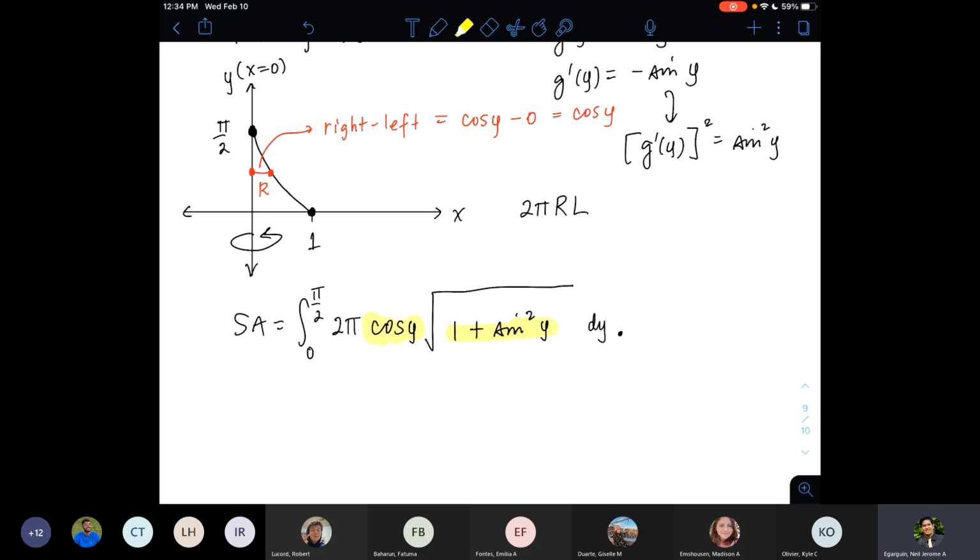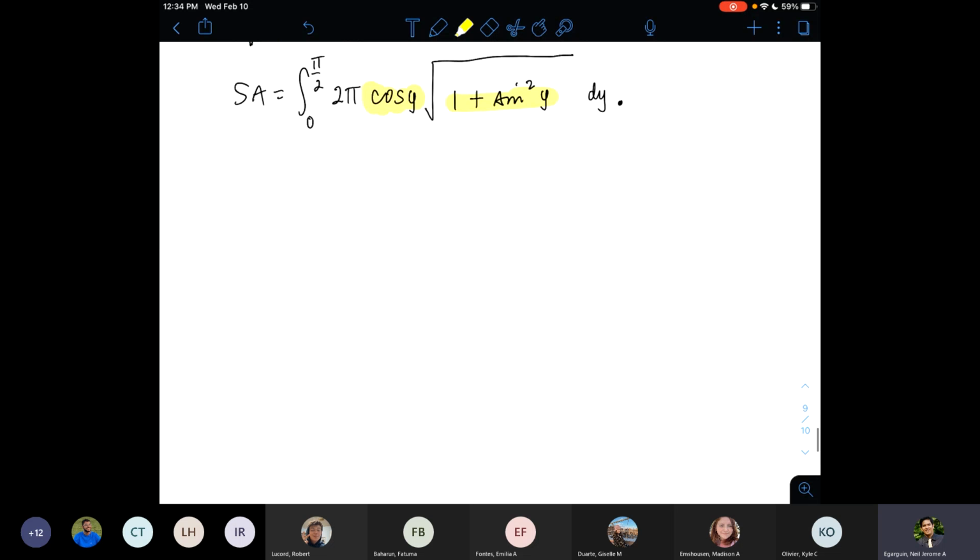But if the axis of revolution happens to be x equals a or y equals b, then you need to analyze the situation. You do right minus left or top minus bottom, right? Yeah, I guess this is straightforward. So if that's so, maybe we can go ahead and look at centroids.